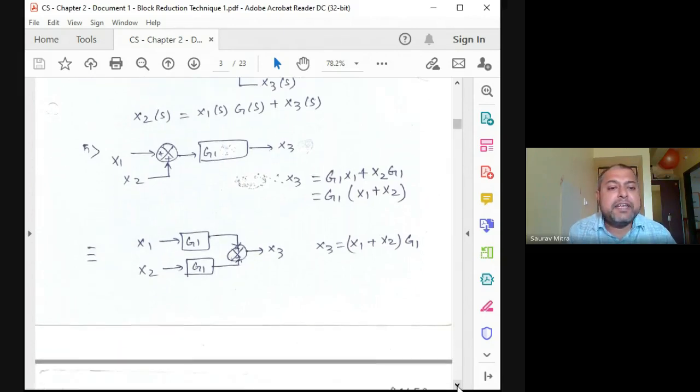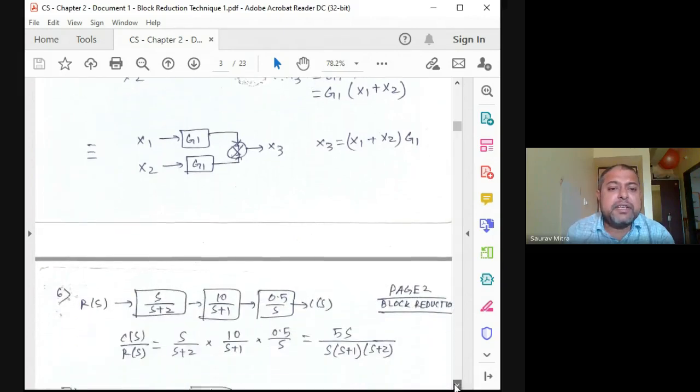Next, another thing you can find: x1 is coming, x2 is coming. First they are getting added. This is actually superposition, and then they are getting multiplied with g. So x1 plus x2 into g, that is x3 equal to x1 g1 plus x2 g1. So x1 and x2 are the inputs, g1 is the gain. Here inputs are getting added, and the gain is the same. In the previous circuit, the input was the same and there were two parallel paths g1 and g2, so we found x into g1 plus g2. Same thing you can find here.